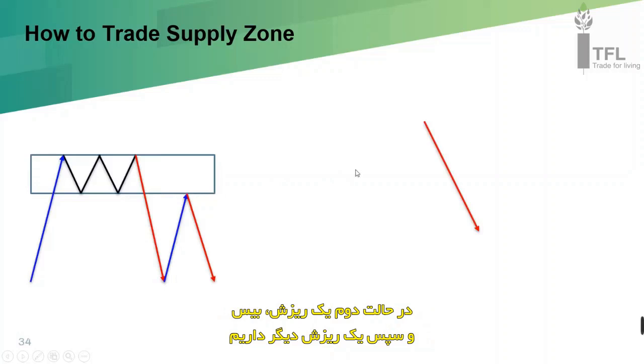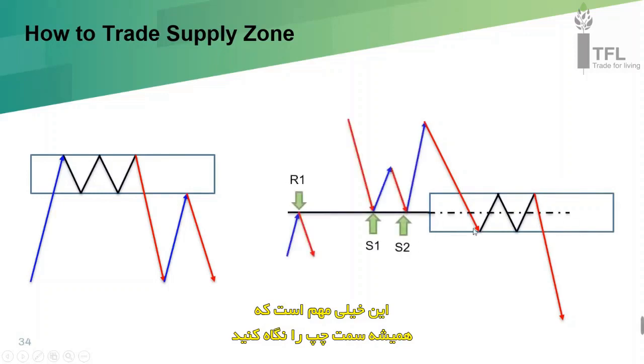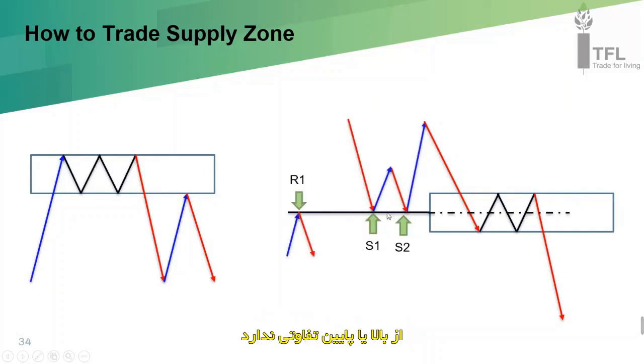The second type is, of course, the drop, and then a base, and then a drop again. So this is qualified as a supply zone. Important: always look to the left, look behind, and see if there is a lot of rejection from the top or from the bottom. This is just an example. Sometimes it might be just from the bottom, sometimes just from the top. It does not matter, but if it is from the top and the bottom, both ways, that will be excellent.